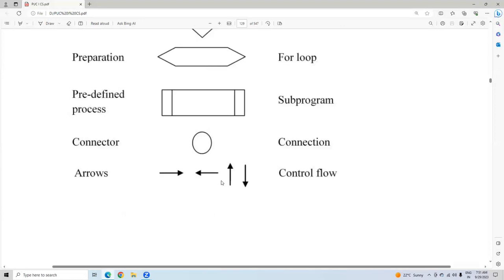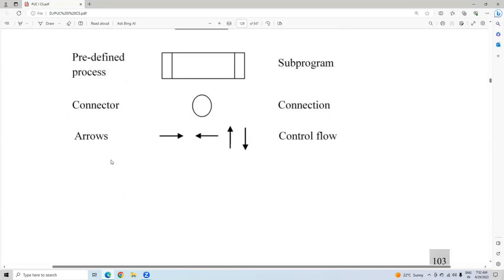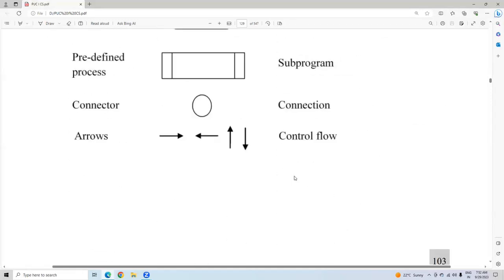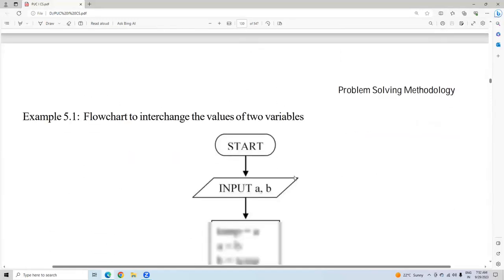And a circle symbol called connector, right? For example, if my flowchart consumes 3 pages, how should I indicate that the continuation of the first page is in the second page? You can use this connector. Arrows: the flow of control, the flow of the process, will be indicated by this symbol. Remember all this, and practice drawing all these symbols. These are very important in drawing flowcharts.